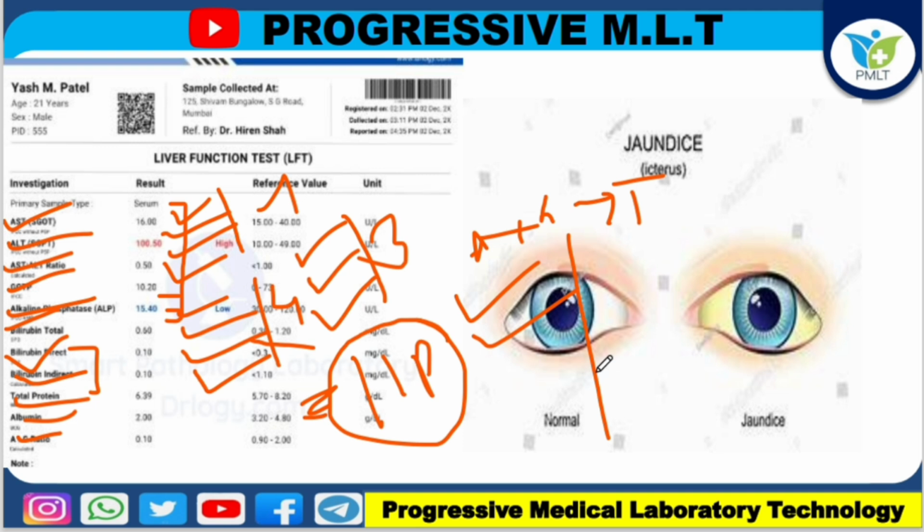Nowadays you can do it very easily. See here, this is a jaundice condition. In a normal condition, your sclera is white. In the jaundice condition, it becomes yellow because the bilirubin level increases, and the bilirubin level increases in the superficial area. Okay, thank you very much.